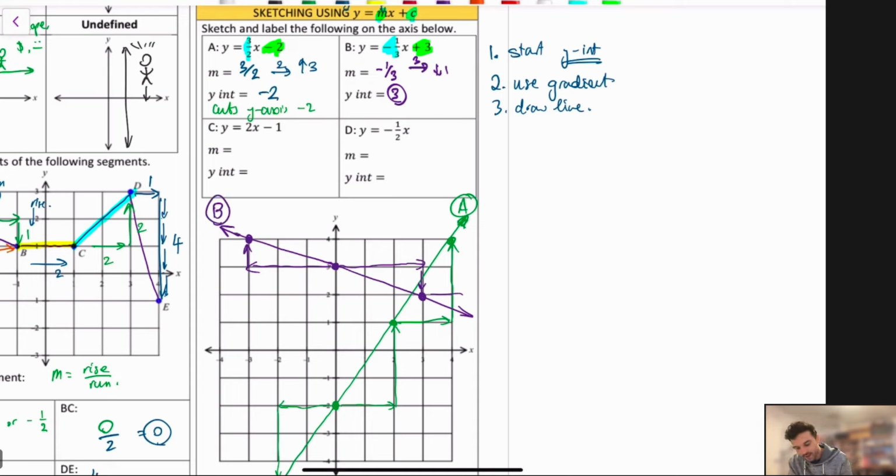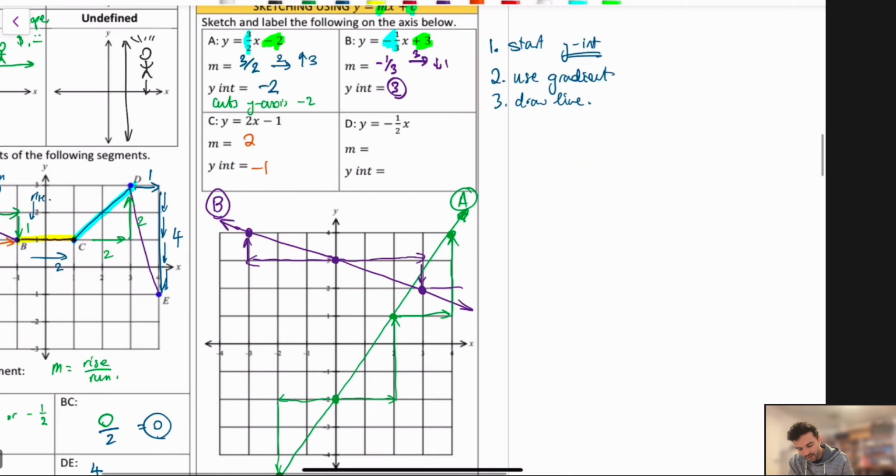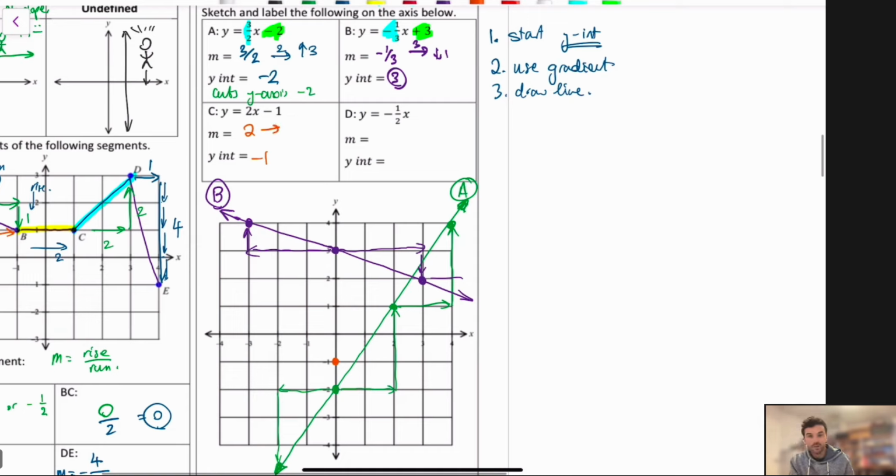Let's move on. C, our gradient is 2, y-intercept's -1. Draw a dot at -1. Now the gradient of 2, if you've just got a number floating there, always write it as 2 over 1. The reason we do that is we can get our story straight.